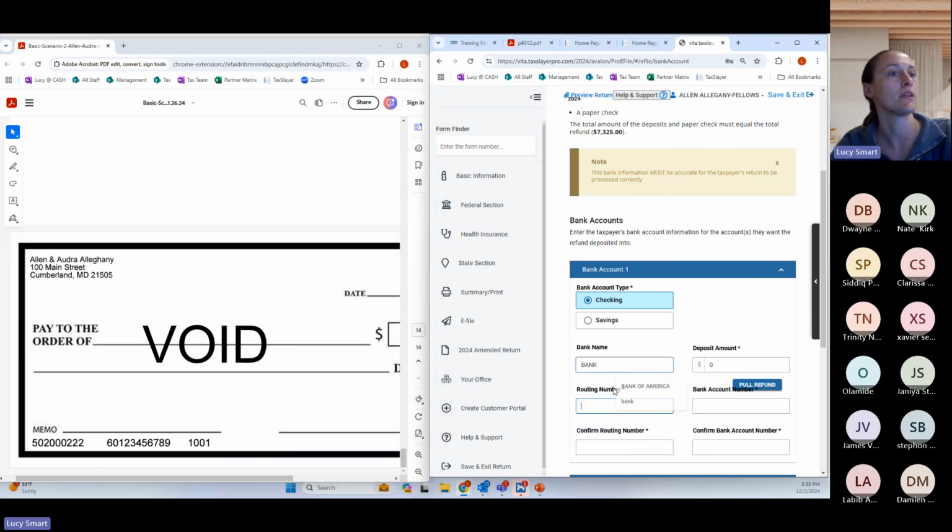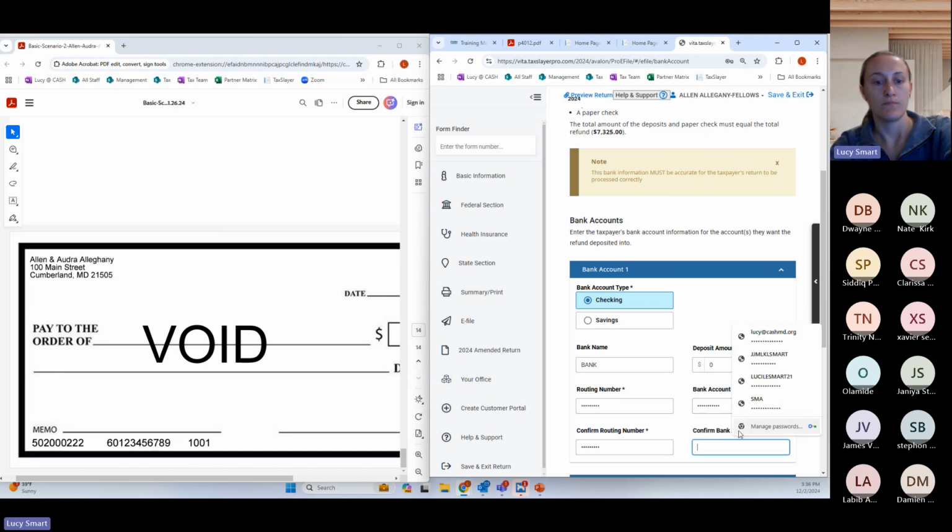We'll just put bank. Their routing number is the 9-digit number. Routing numbers are always 9 digits. You have to enter it 2 times. Bank account number is the other number. And again, we have to enter that twice.